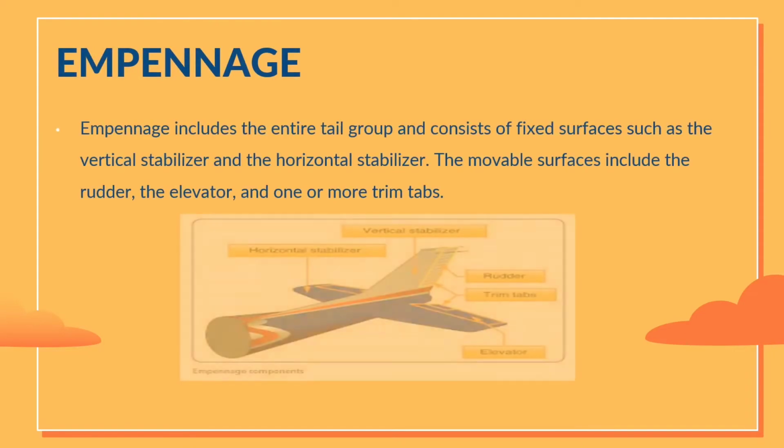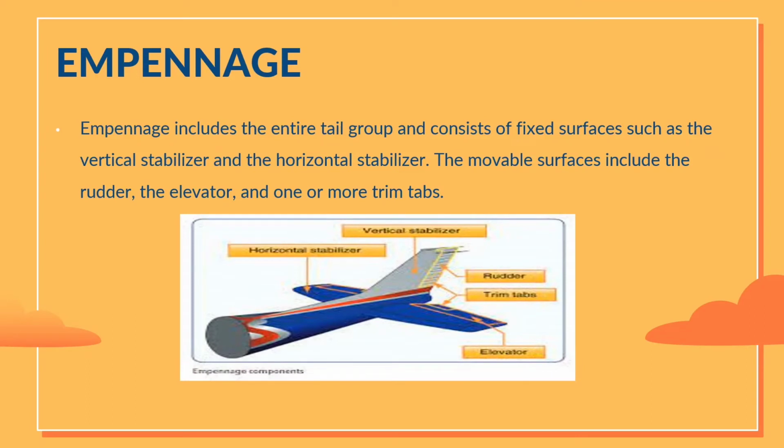Now let's go to the empennage. The empennage includes the entire tail group and consists of fixed surfaces such as the vertical stabilizer and the horizontal stabilizer. The movable surfaces include the rudder, the elevator, and one or more trim tabs.